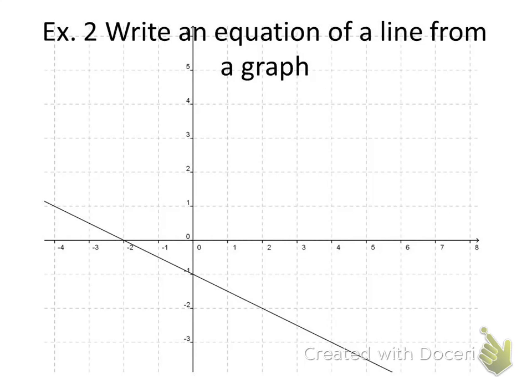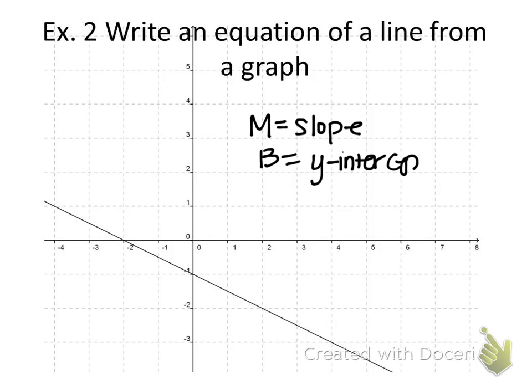So now they want us to write an equation from the graph that they've given us. So I have a graph, okay, and I need to write an equation for this. So I know in order to write an equation in slope-intercept form, I need a slope and I need a y-intercept. Those are the only two things I need to know in order to write this equation.